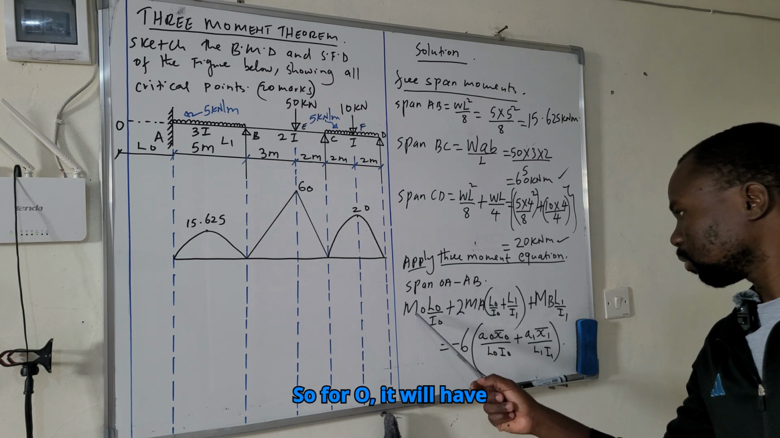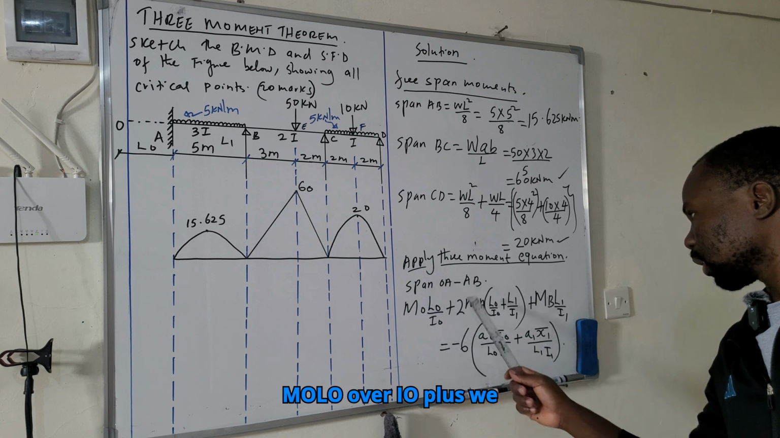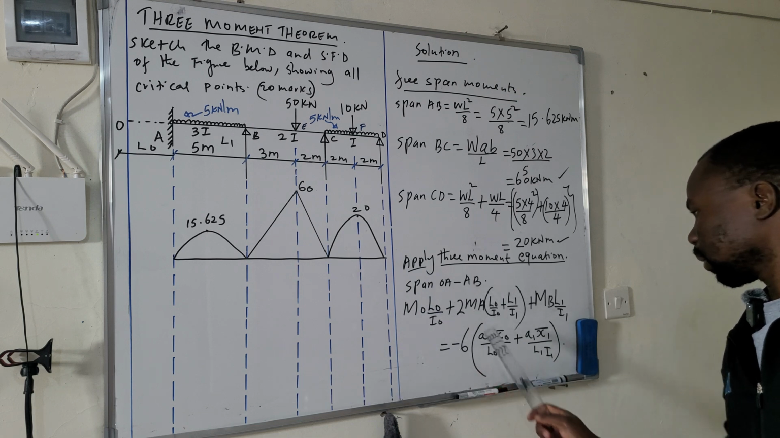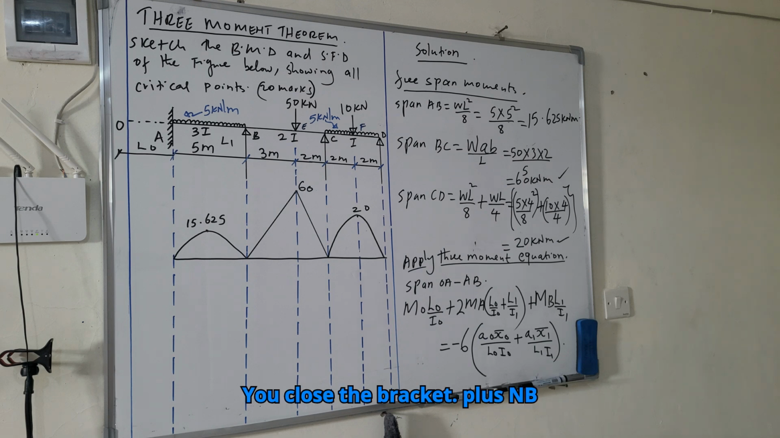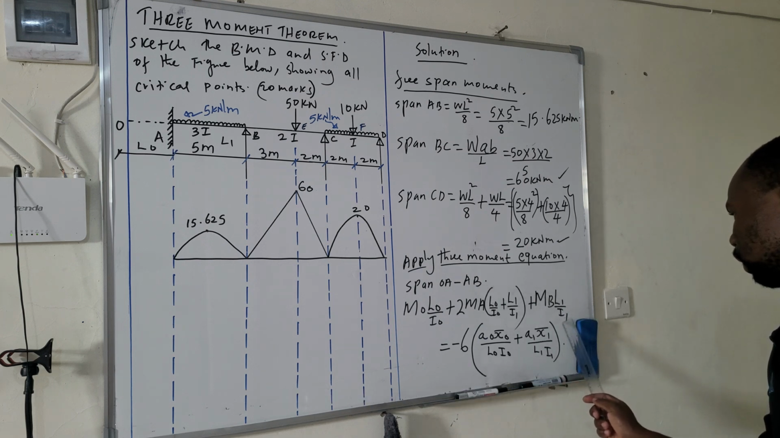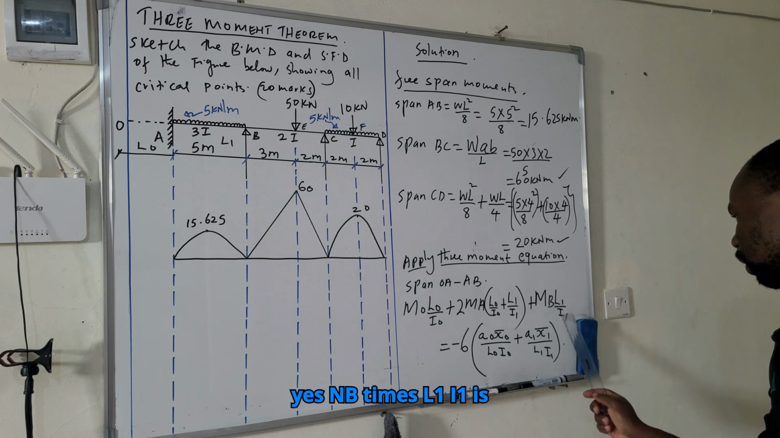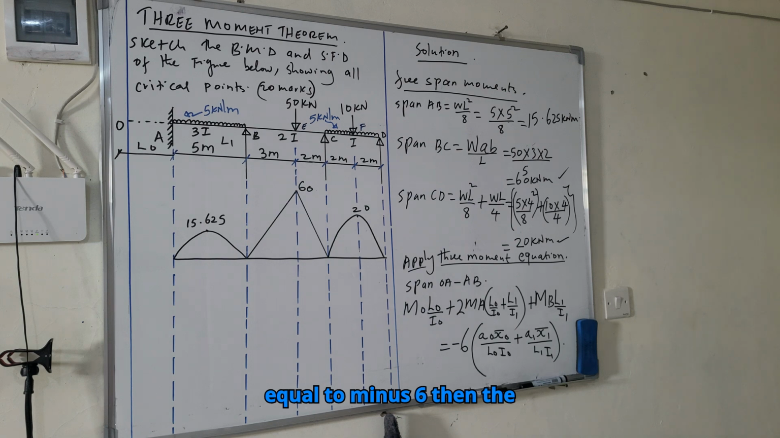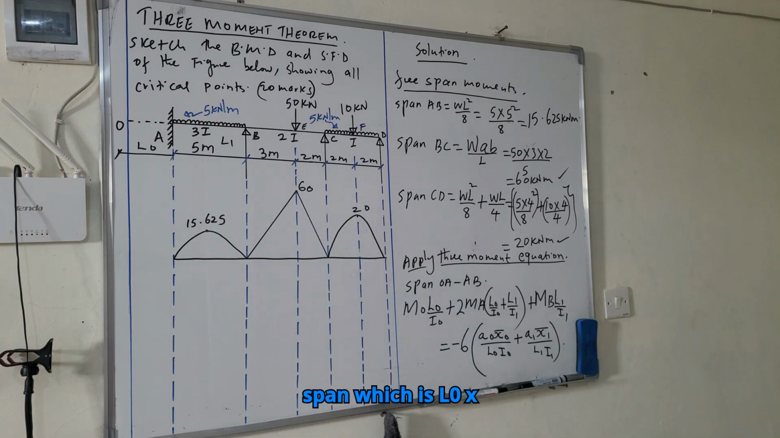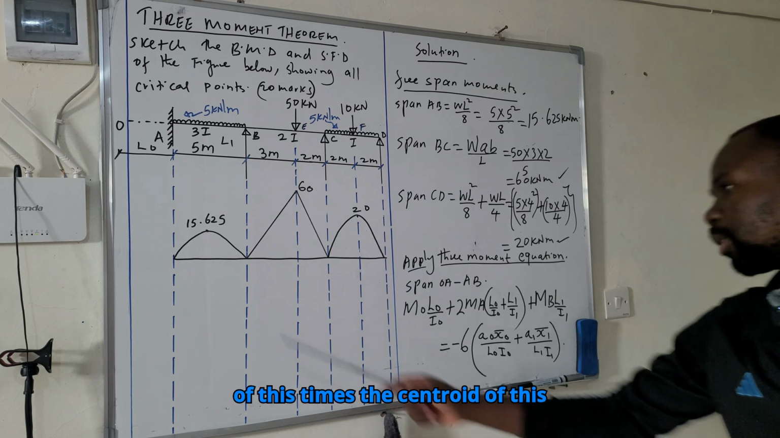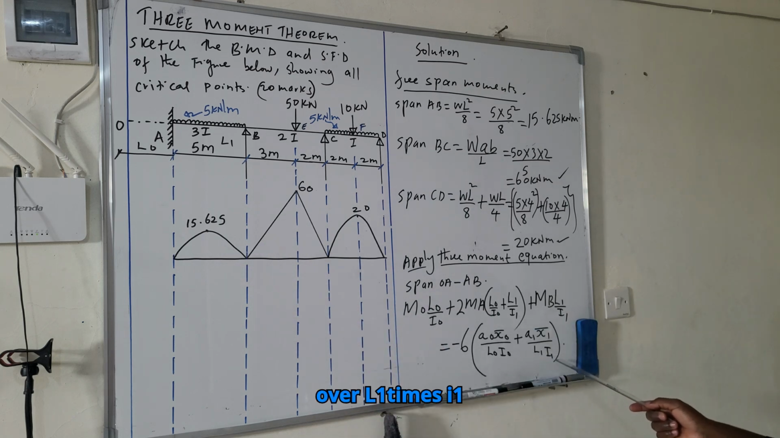So for O, we will have MO LO over IO plus 2MA into bracket LO over IO plus L1 over I1. You close the bracket plus MB L1 over I1 is equal to minus 6 times the area of this imaginary span, A0 x bar 0 over L0 I0, plus the area of this times the centroid of this over L1 times I1. So let's proceed.